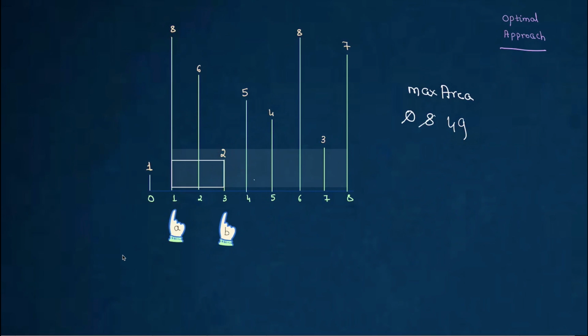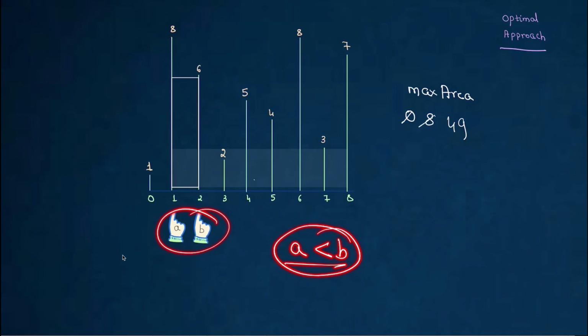This is the lesser pointer, so I'll move this further to left, and the area we are going to get is this one. 2 minus 1 is 1 into this height, 6. So 1 into 6 is 6. 6 is definitely less than 49, so I'll not update the max area. And this is the end because we don't have to move this pointer further, as that won't be a rectangle anymore. So we can stop at this point when a is less than b.